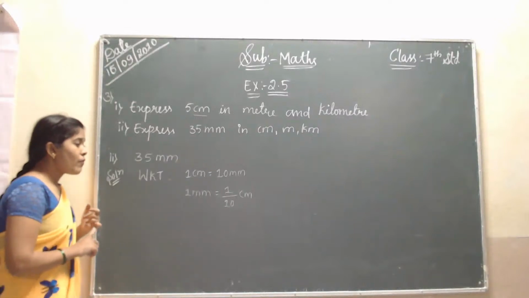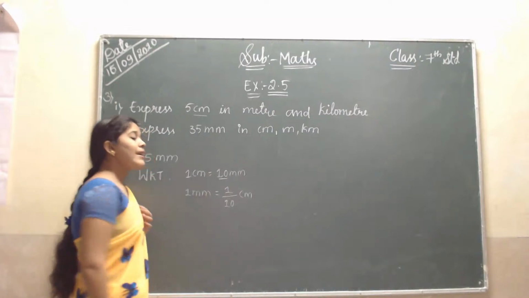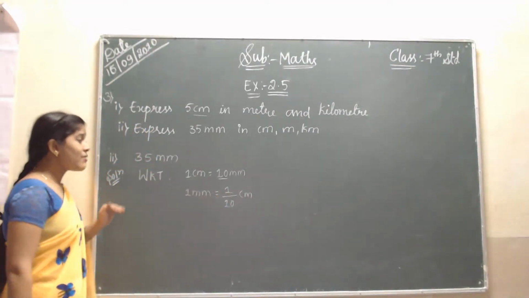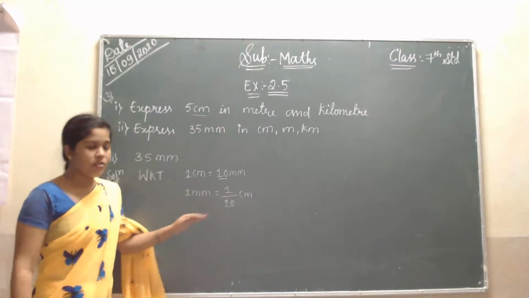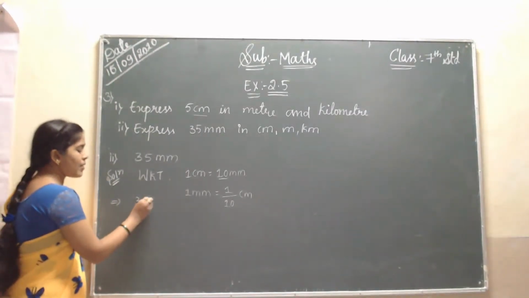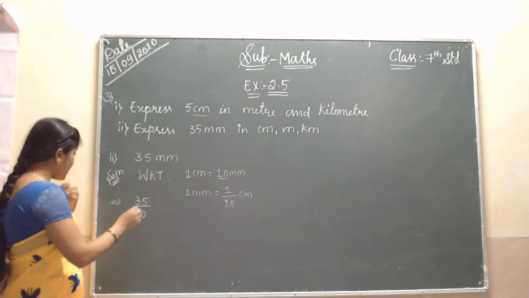Now, 1 centimeter is equal to how many millimeters? Yes, 1 centimeter is equal to 10 millimeter. So 1 millimeter is equal to 1 by 10. I said we are converting the smallest unit into the biggest unit, so we have to divide. Now 35 millimeter divided by 10, because we are converting millimeter to centimeter.